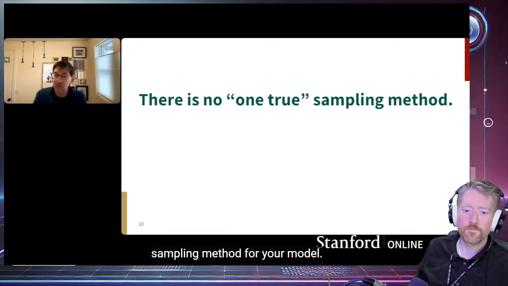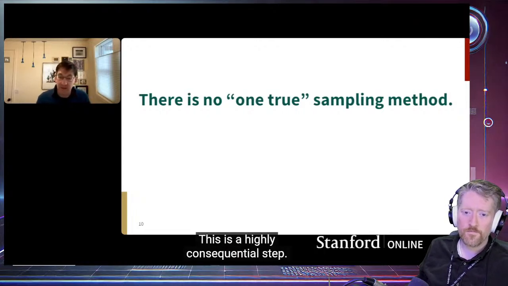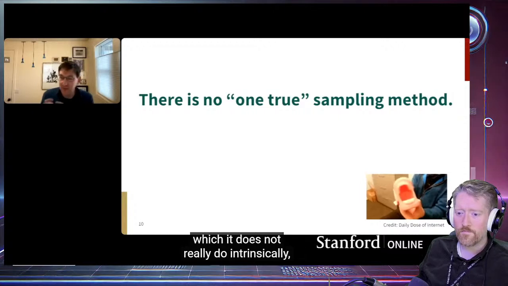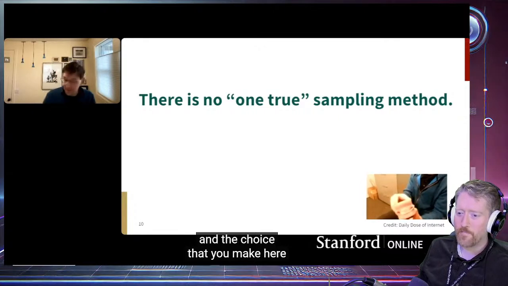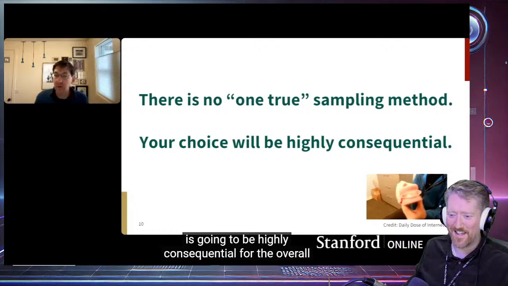There is no one true sampling method for your model. This is a highly consequential step. In some sense, you are making the model speak, which it does not really do intrinsically. And the choice that you make here is going to be highly consequential for the overall system that you design.